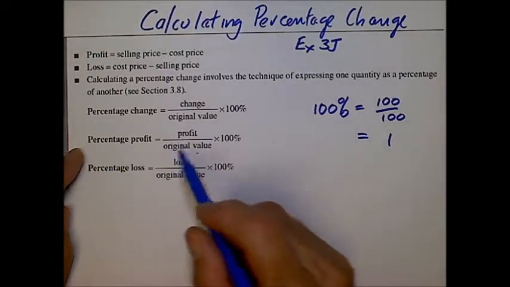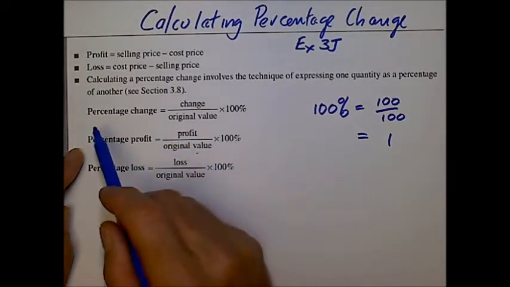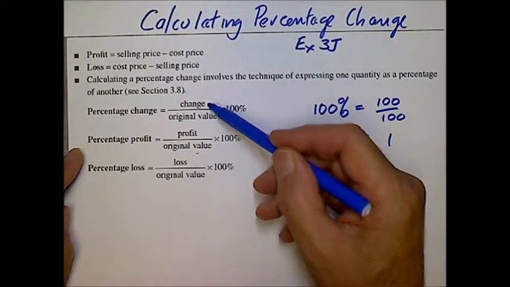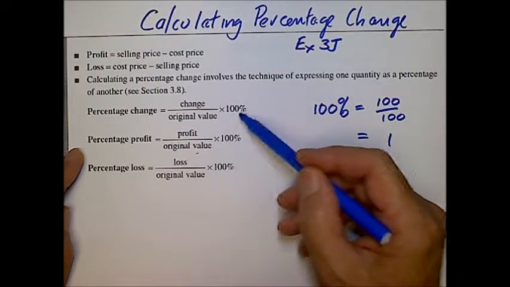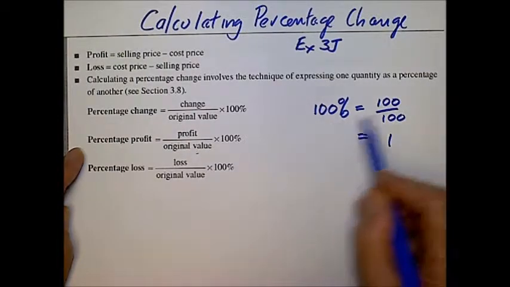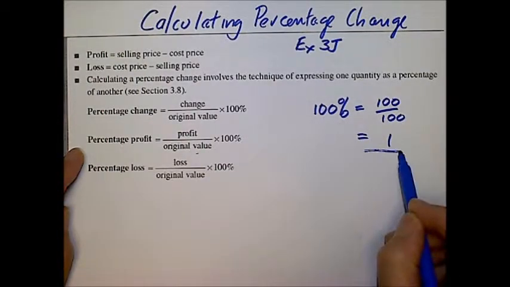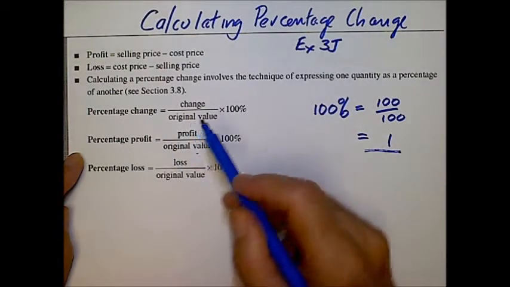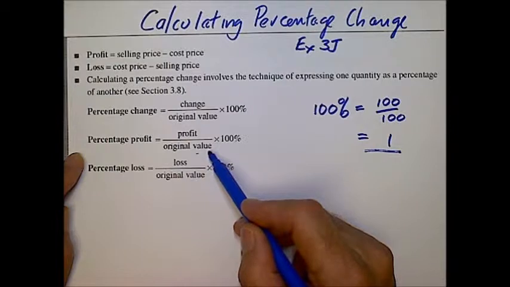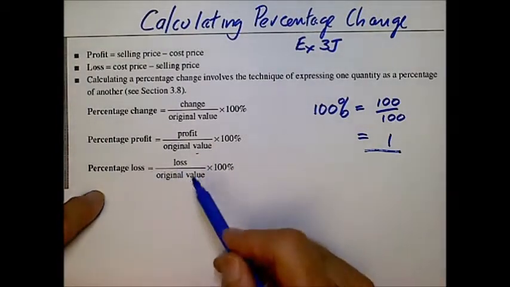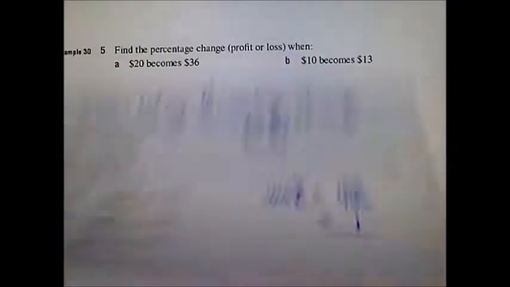In each of these particular problems, you'll be looking at a percentage change where you'll be looking at the change in value, comparing it to the original value and multiplying by 100%. Now remember, 100% means 100 over 100, which is equal to 1. So if we're looking at the percentage profit, we compare the profit to the original value and multiply by 100%. And if we're looking at the percentage loss, we are looking at the loss compared to the original value.